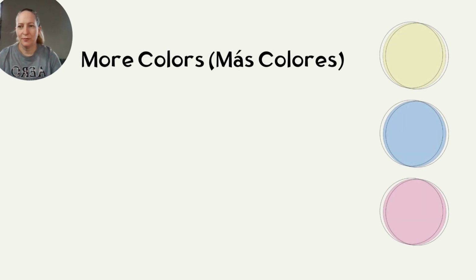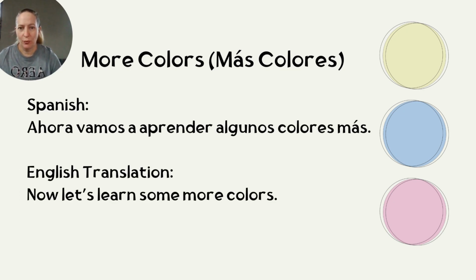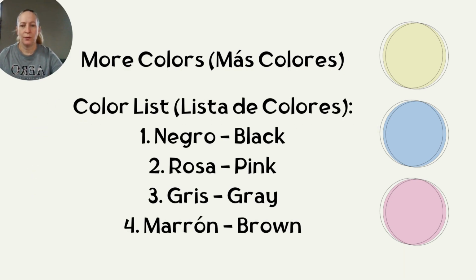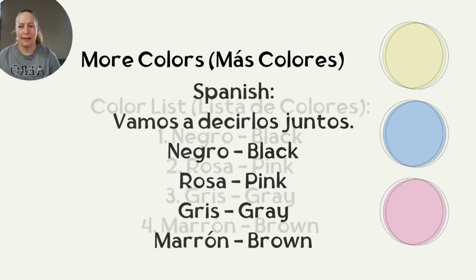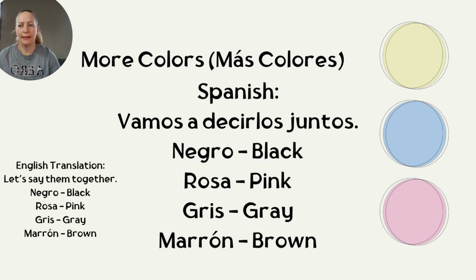Here we go. We got more colors, and these colors are the ones you're going to practice. So, más colores, more colors. Ahora vamos a aprender algunos colores más. And that means, now let's learn some more colors. So here we go. Negro, rosa, gris, marrón. One more time. Negro, rosa, gris, marrón.